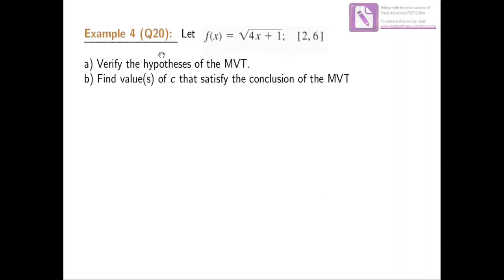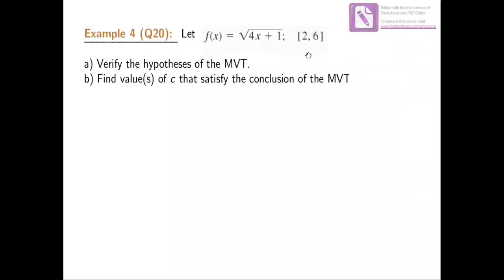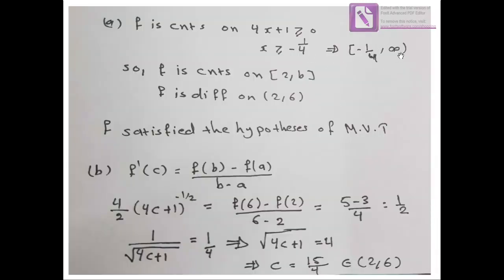Then we have example 4: f(x) is equal to the square root of 4x plus 1 on the closed interval 2 to 6. Verify the hypothesis of the mean value theorem, then find c that satisfies the conclusion. If we look at the domain of this function, 4x plus 1 must be greater than or equal to 0, which means x is greater than or equal to minus 1 over 4. So the domain is from minus 1 over 4 to infinity. The given interval 2 to 6 is part of this domain.